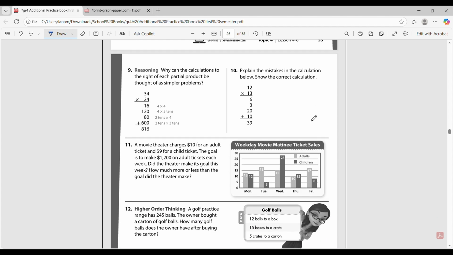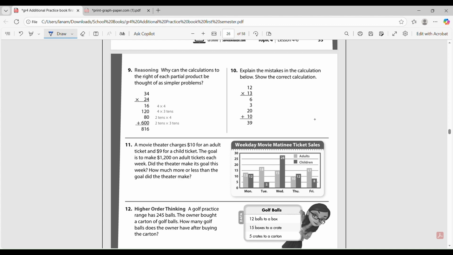Now, question number 9, reasoning. Why can the calculations to the right of each partial product be thought of as simpler problems? Over here, when I do the multiplication, why is it easier to use the place value? This is what they mean. Because over here, when we had the partial products, this is what we did.